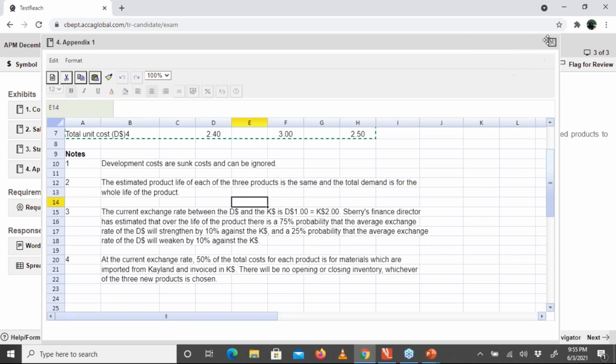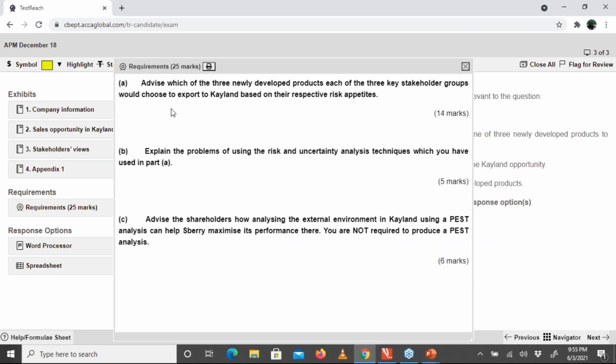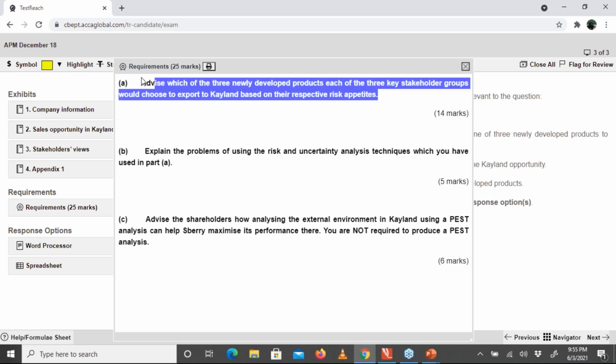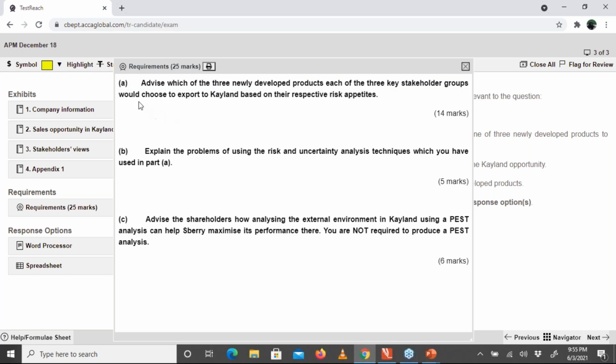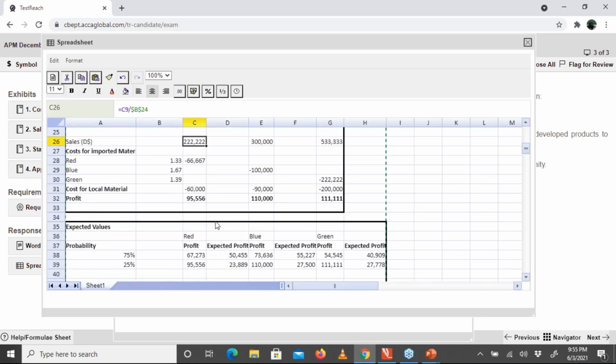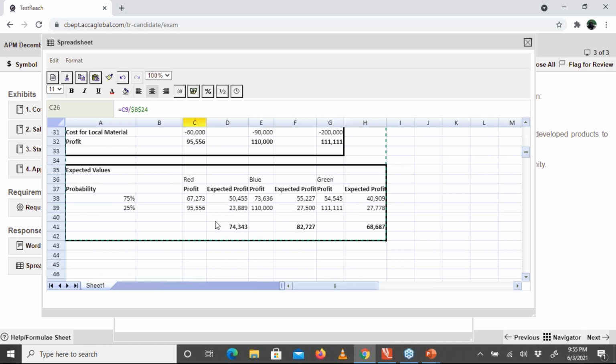Now, so we are done with this part. This was part A, which was advice on which of the three newly developed products each of the three stakeholder groups would choose to export. No, we are not done with it. We now need to talk about it. We now need to tell the examiner what they are going to do.